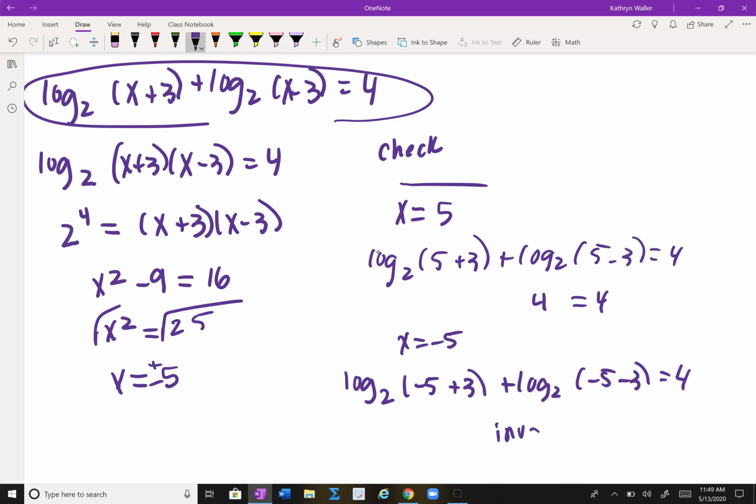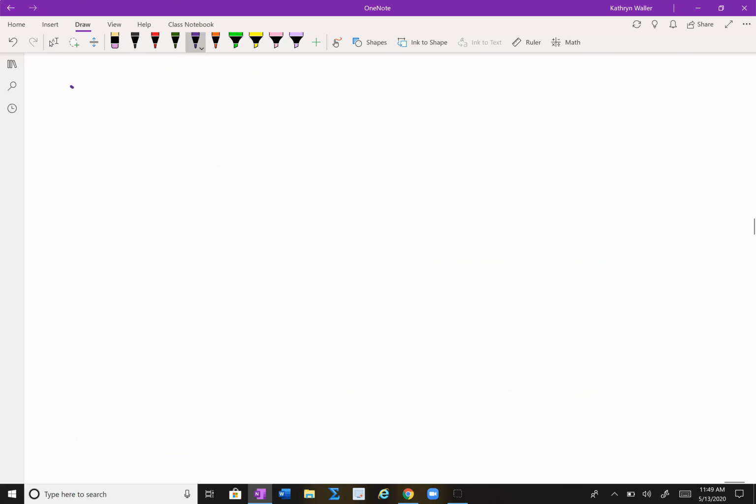I can see that this is going to be an invalid solution. The reason it's an invalid solution is because I'm taking the log of a negative number. So I'm done. My answer is x equals 5. I can see on the answer sheet that it's giving you a 5 and a negative 5. That's a typo. It's not both because the negative 5 doesn't work out. Okay, here is 28.